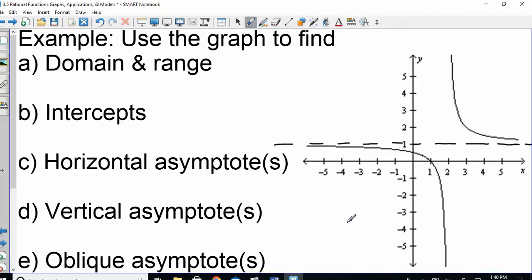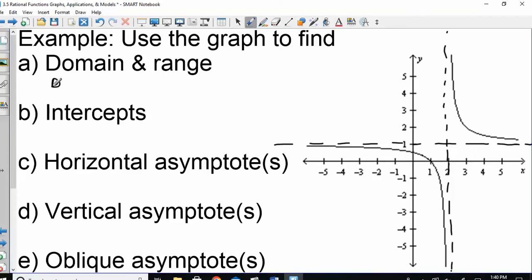Where would be the vertical one? 2. Okay, so our graph is getting closer and closer and closer to those without actually touching them.